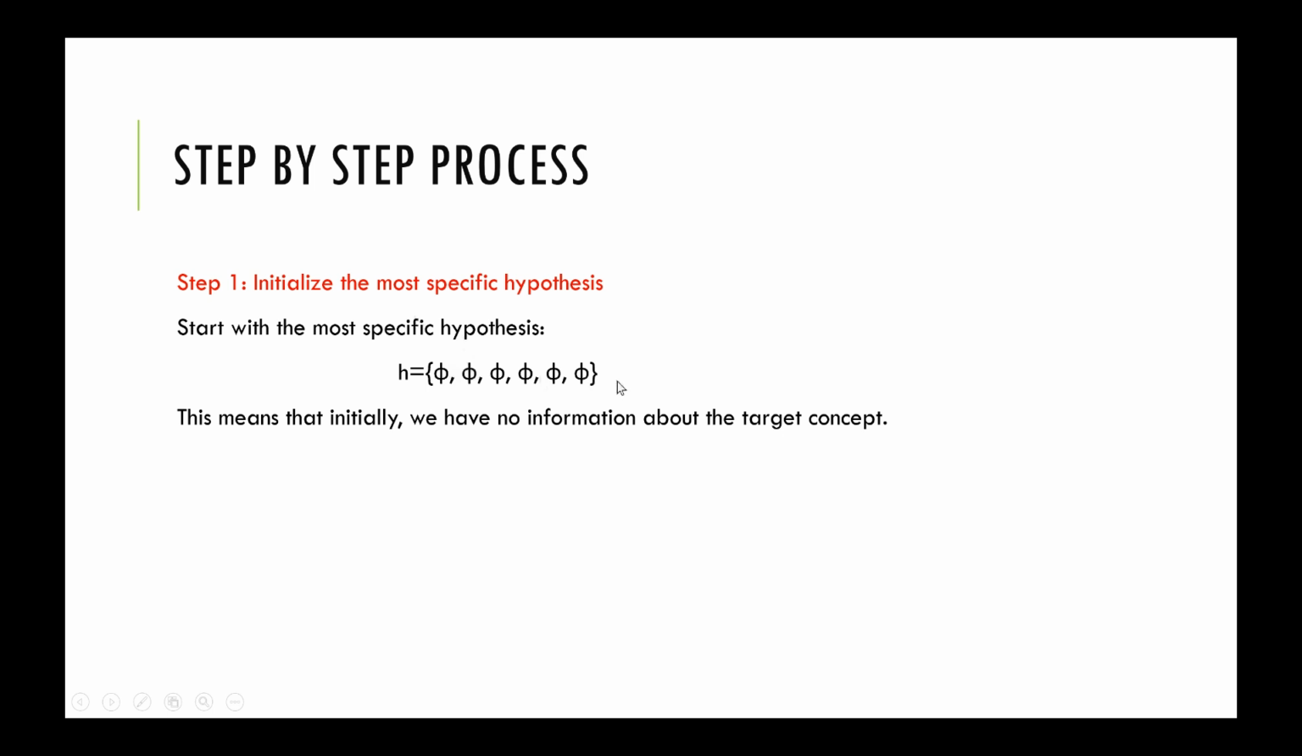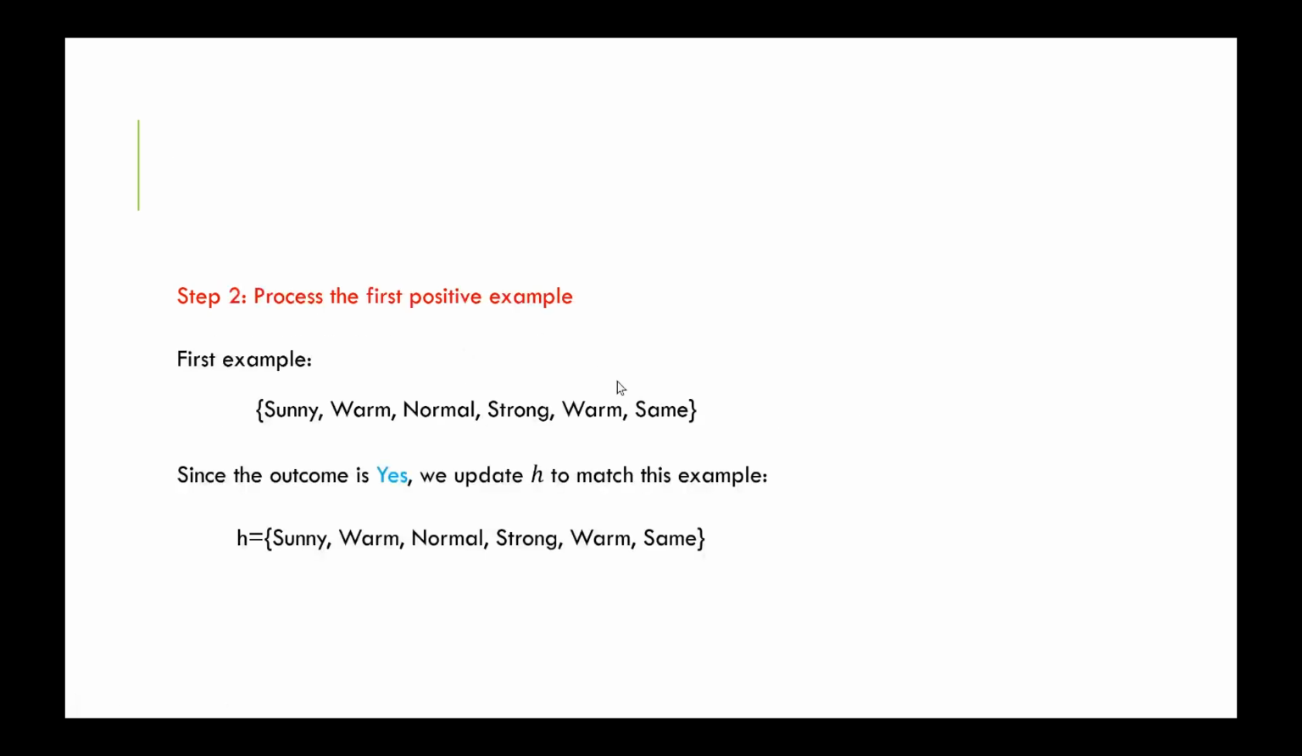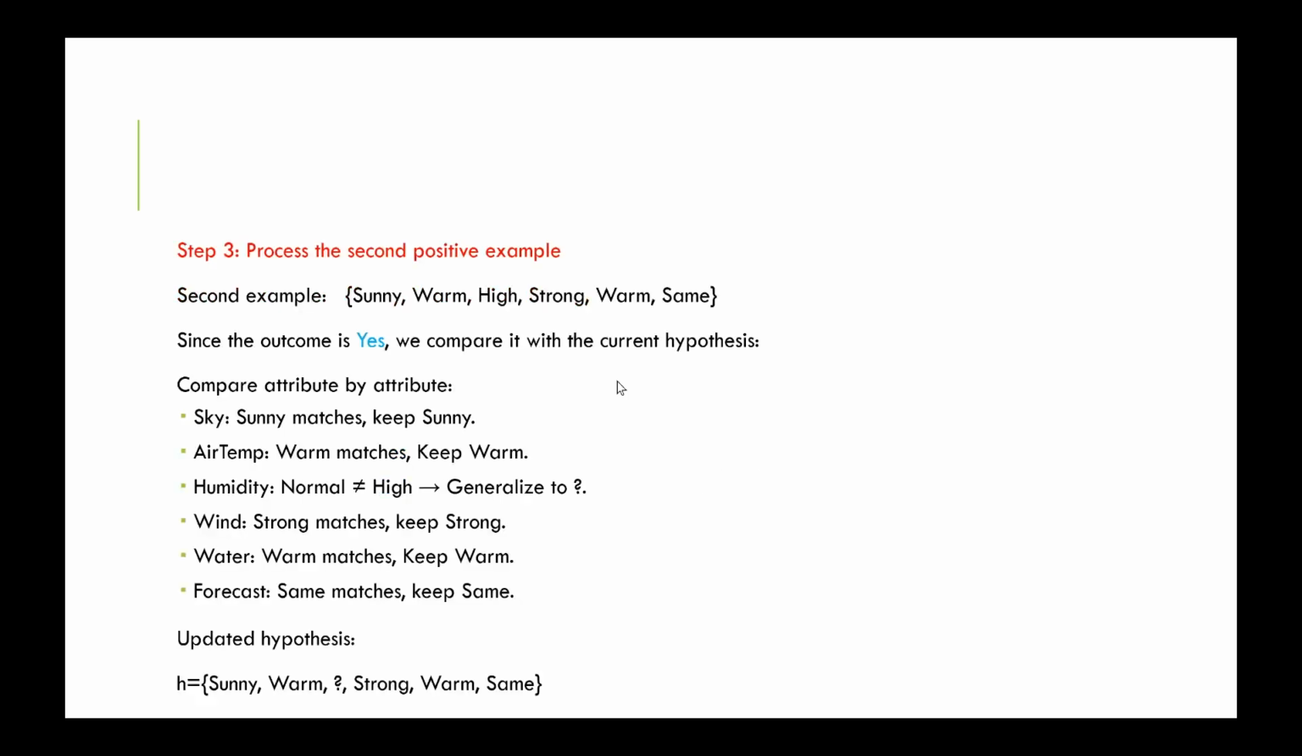Now we're going to read the first example. That is sunny, warm, normal, strong, warm, and same, and the outcome, that is the target value, is yes. So we update the hypothesis H to match this example with the previous one. Previously we had no records, only phi, so we are going to consider H equal to the first example. Now we are going to process the second positive example. The second positive example is sunny, warm, high, strong, warm, same.